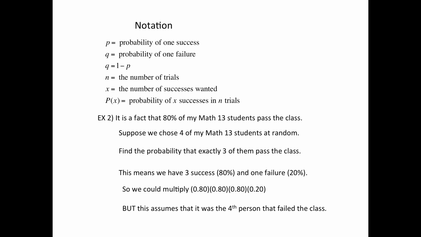Now, the only problem with this is this one puts the 0.20 as the last person. But who's to say it was the 4th person that was the one that did not pass the class? So what we have to do is consider all the cases. Maybe the person that did not pass was the 4th one, maybe it was the 3rd one, maybe it was the 2nd one, or maybe it was the 1st one. So there's really 4 cases where we have to multiply these numbers. So in other words, we have 4 cases where you've taken 0.80, multiplied it 3 times, and 0.20 and multiplied it once.